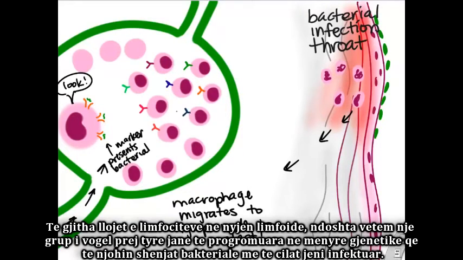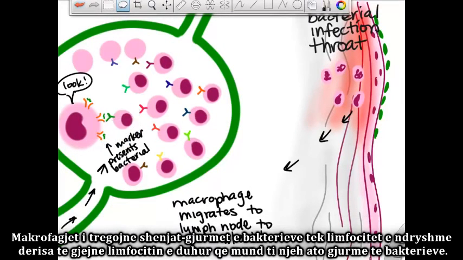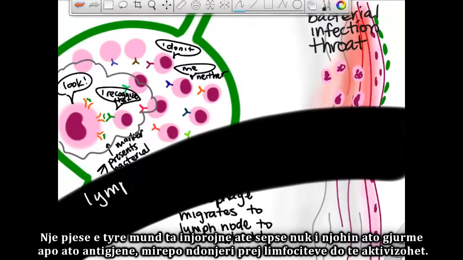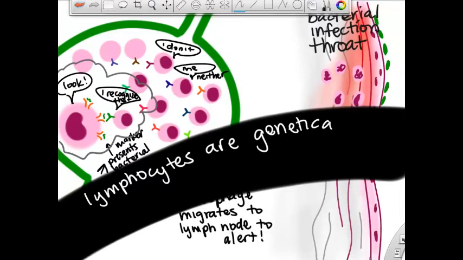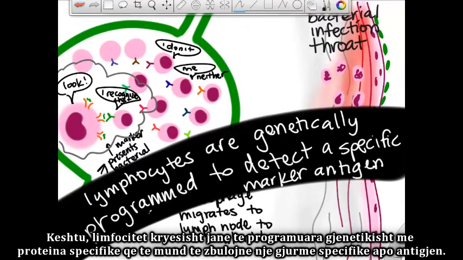Of all the different lymphocytes in that lymph node, probably only a small group have been genetically programmed to recognize this bacterial marker that you've been infected with. And so the macrophage shows the marker to all the different lymphocytes till it finds the right lymphocyte that can recognize that bacterial marker. The rest of them will ignore it because they don't recognize that marker and that antigen. But that one little lymphocyte will become activated. So basically, your lymphocytes are genetically programmed with specific proteins so they can only detect one specific marker or one specific antigen.